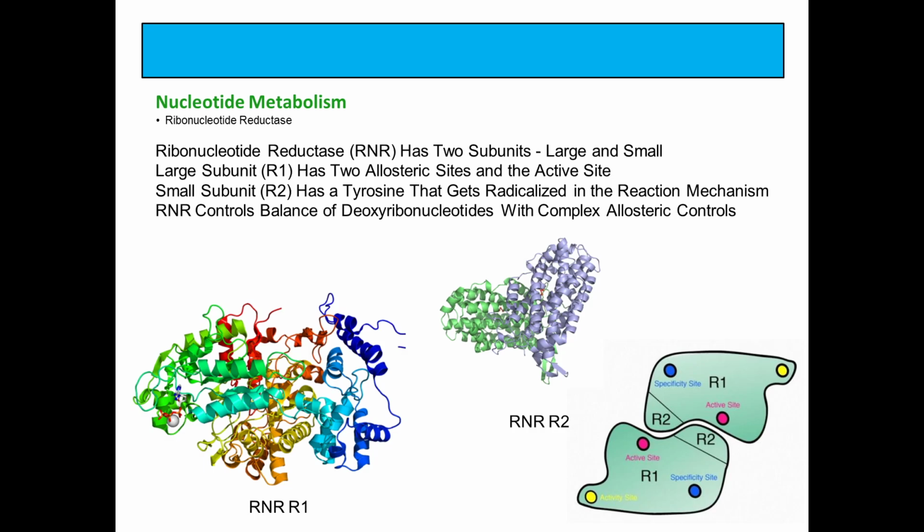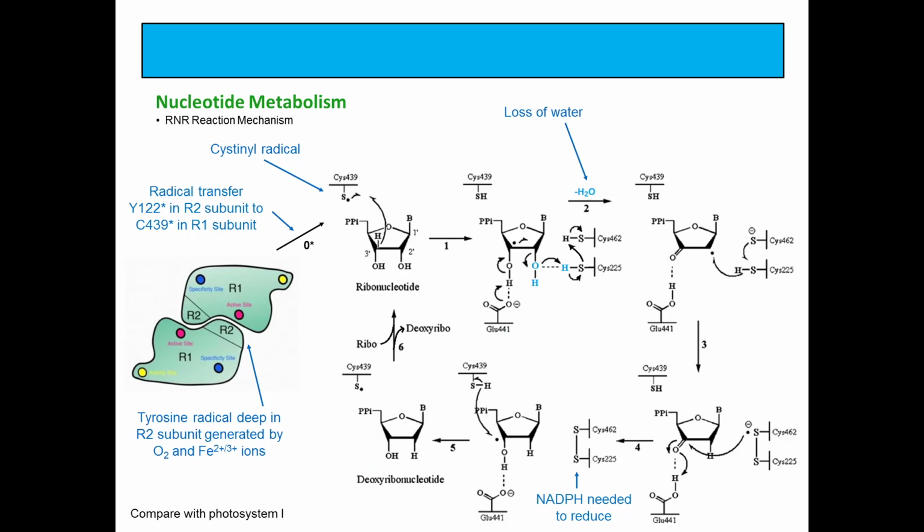Okay, so we have three places you can control it. Think of the yellow as a master switch to turn it on or off. Think of the blue as telling it which nucleotide I need to reduce. And the active site is where we reduce the nucleotide from ribose to deoxyribose. Okay, so here's the mechanism, and this is a new slide I put up from the previous ones. I put some more explanations on it. Hopefully this makes more sense.